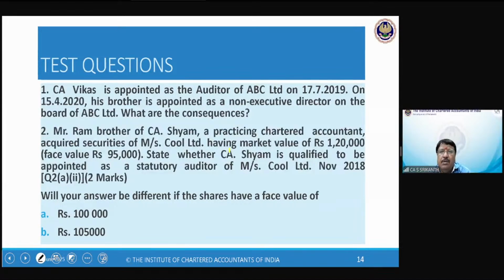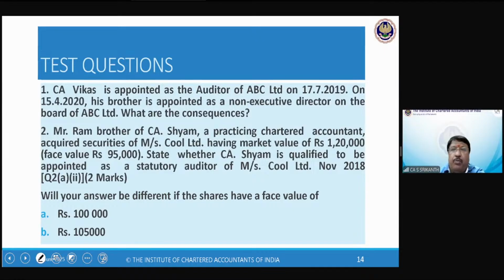Casual vacancy. Okay. Mr. Ram, brother of CA Sham, a practicing chartered accountant, acquired securities of COL Limited, having market value of 1,20,000, face value 95,000. Is Sham qualified? Yes, he is. Because market value should not be considered. Face value only should be considered, which is less than 1 lakh. Suppose it is exactly 1 lakh. Even then, no disqualification. 1,05,000 face value is disqualified. Okay, let us see. So, yes, he is qualified, at 95,000.